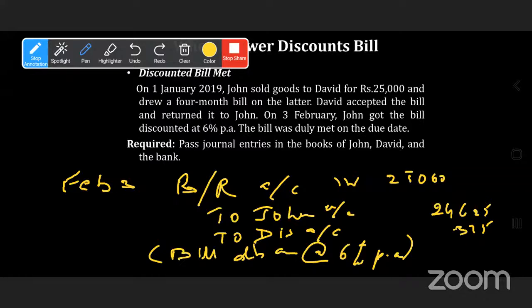And the bill was duly met on the due date. So the drawee has to pay the amount to the bank. We need not pay the amount to the drawer, that is John, because John has already presented this in the bank and got the discount from the bank. So now the drawee, that is David, has to pay the amount to the bank, not to the drawer. Now you have to pass the journal entry on May 4th in the books of the bank.